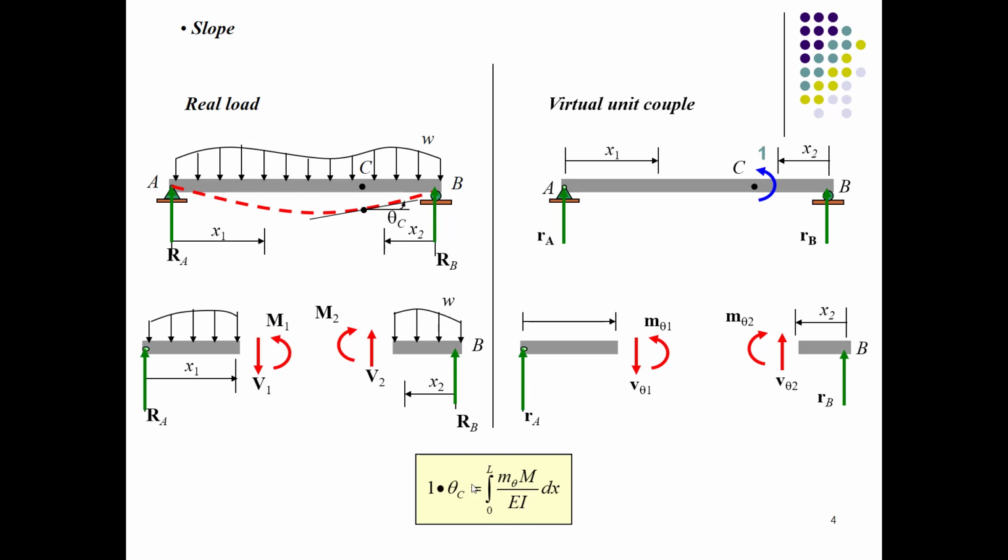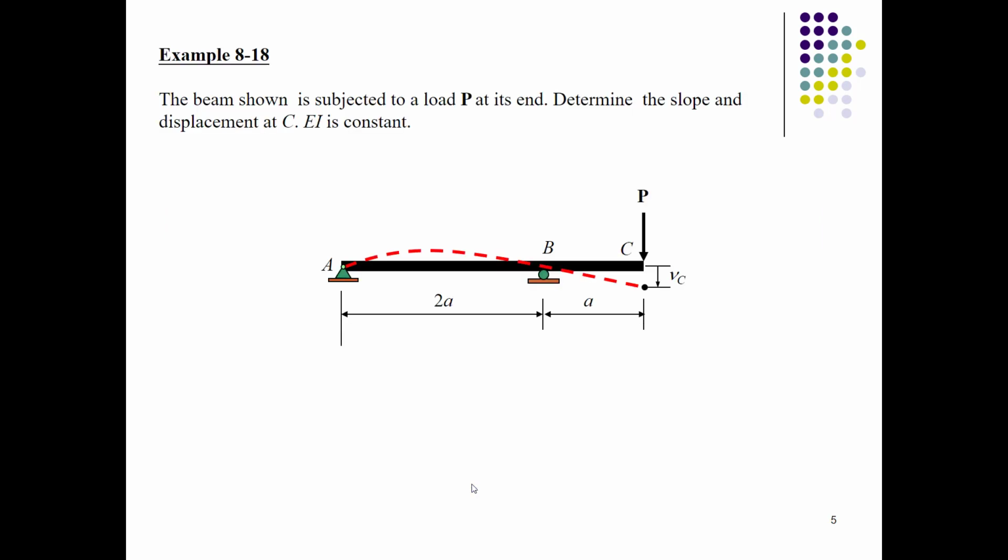So for example, it's a simply supported overhang beam. The overhang portion is basically the BC portion, and AB is simply supported. At the free end of the overhang portion, we have a P load applied, and in this example we want to determine the slope and displacement at point C, whereas the stiffness is taken as constant for this beam, which is EI.